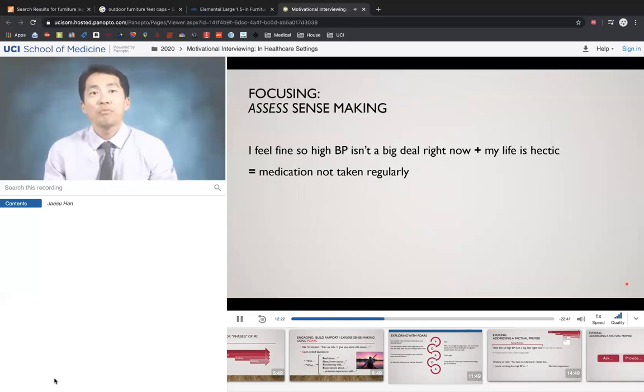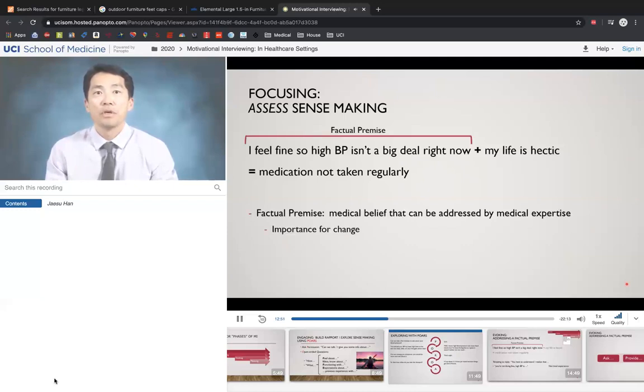So when we move on to the focusing process of MI, you could see here that what we're going to do is assess the patient's sense making. If we were to break down that summary statement, we could see that what the patient is essentially saying is, I feel fine, so high blood pressure isn't a big deal right now. Plus, my life is hectic, and that leads to or equals medication not being taken regularly. So what we see are 2 different statements that actually lead to the result.